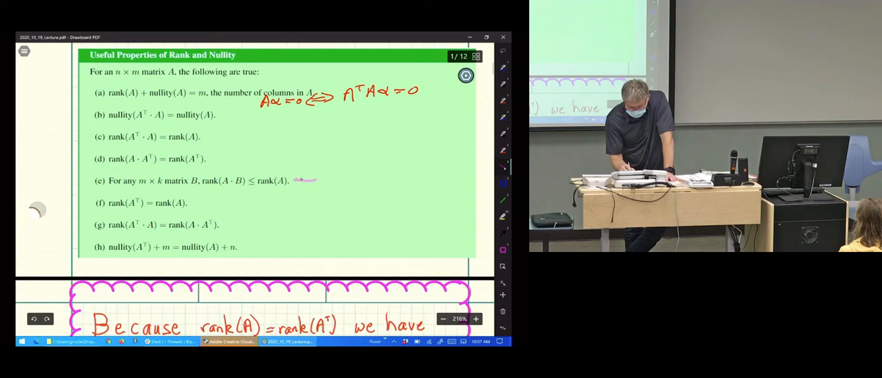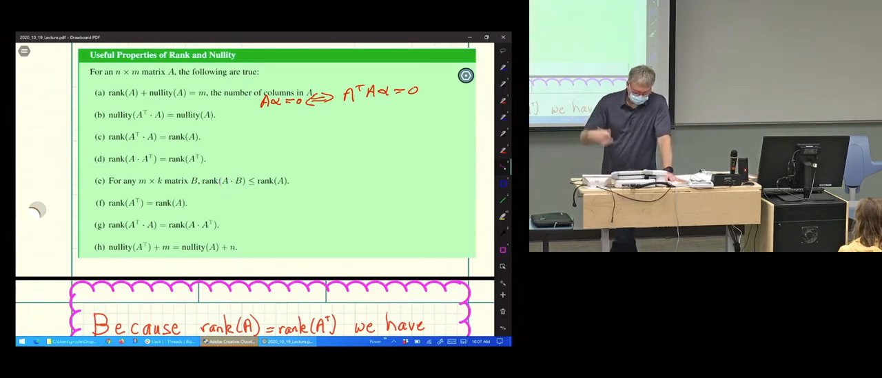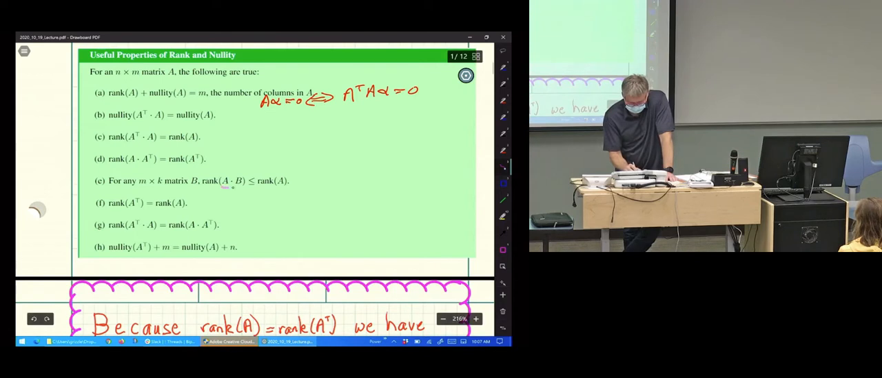This one is a little bit more work, but what you end up proving when you look at A times B is that its columns are linear combinations of the columns of A. I proved that at the end of the chapter, but I don't think you really need to go through the proof. What it says is that when you multiply two matrices, you cannot increase the rank.